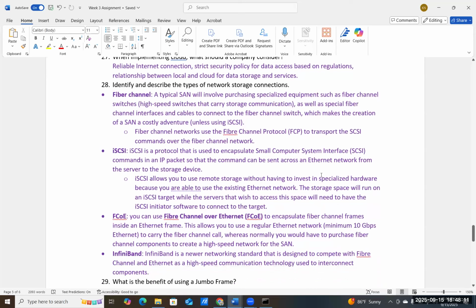And for this part, I would refer you to the notes, if you want to go back to the note pages, because it's very lengthy, but I'm going to sum it up for you. Some of the storage connections.